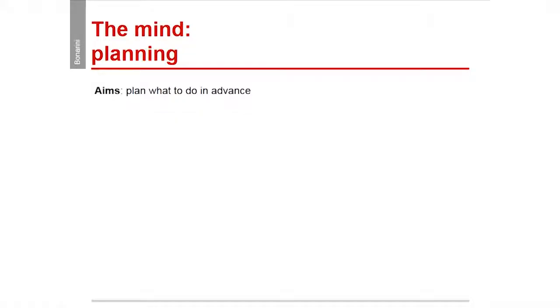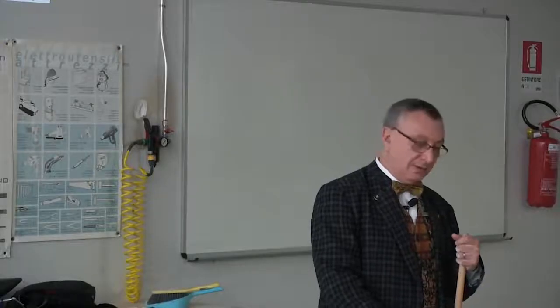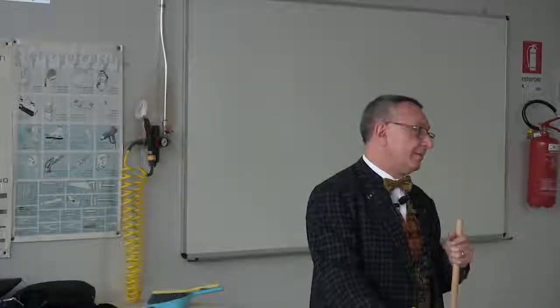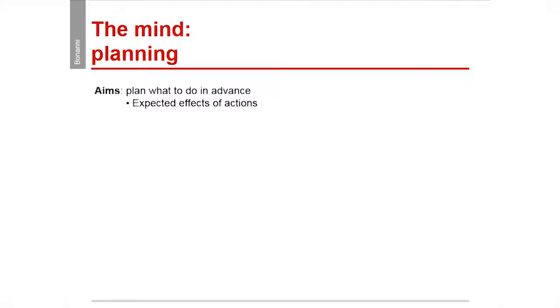Planning. Planning is another activity that can be done. It means planning what to do in advance. So we need to know the possible effects of actions. We need to reason. And then we have to execute the plan and decide whether we are following the plan or if something strange is happening.